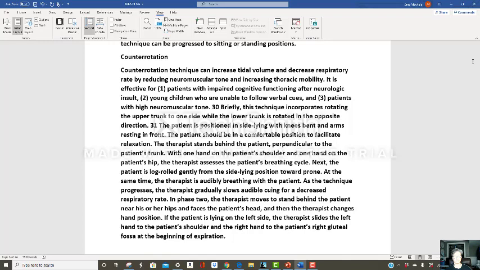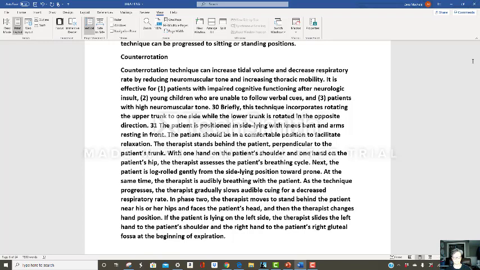Briefly, this technique incorporates rotating the upper trunk to one side while the lower trunk is rotated in the opposite direction. The patient is positioned side lying with knees bent and arms resting in front. The patient should be in a comfortable position to facilitate relaxation. The therapist stands behind the patient, perpendicular to the patient's trunk. With one hand on the patient's shoulder and one hand on the patient's hip, the therapist assesses the patient's breathing cycle. Next, the patient is log rolled gently from the side lying position toward prone.